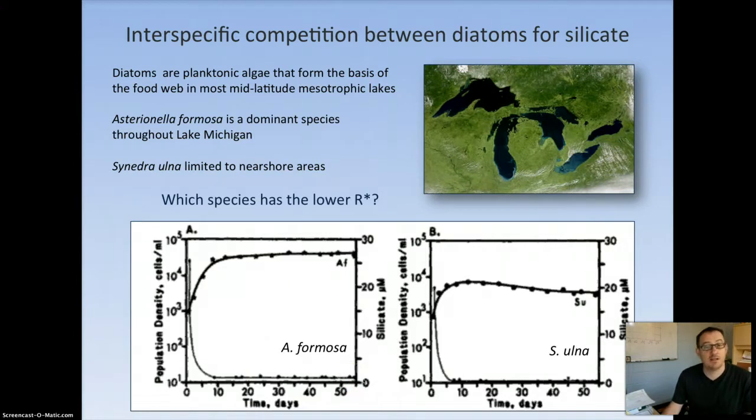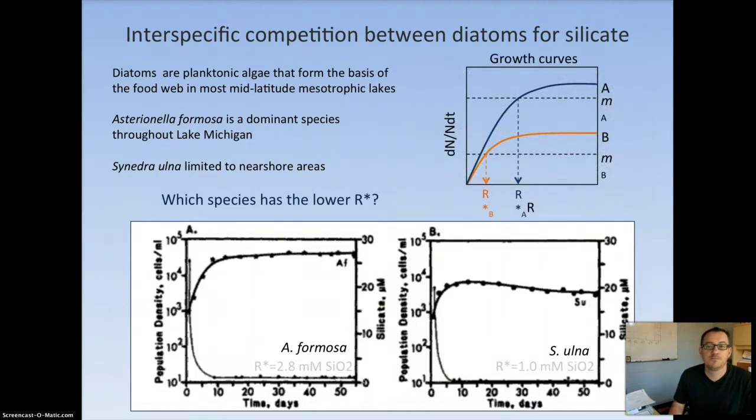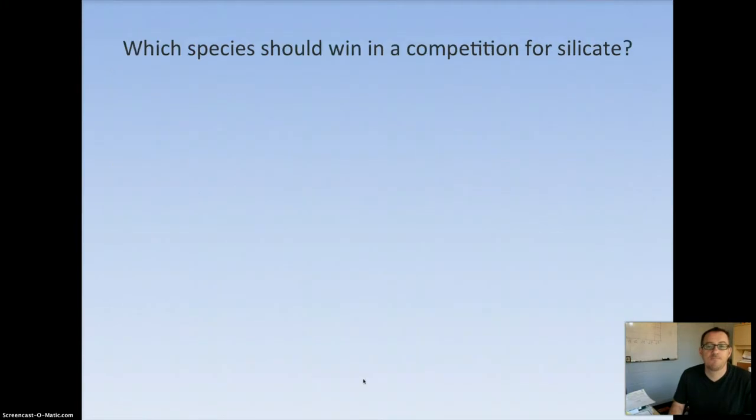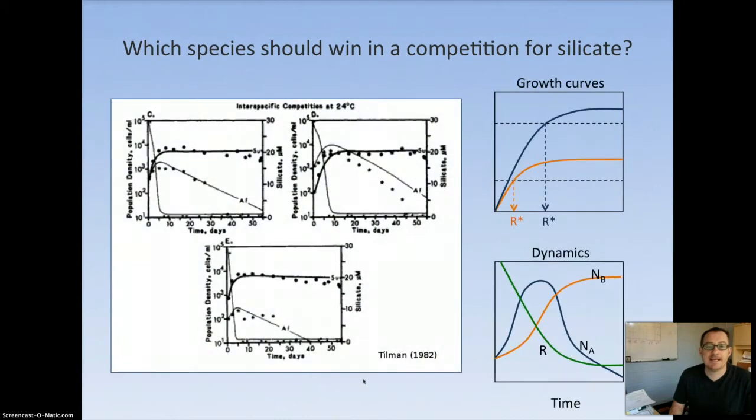And we would predict, according to the theory we just looked at, that if these two species were competing together, we would expect S. ulna to win out in that competition. Well, that is exactly what was investigated by Tilman in 1982. And in a series of experiments, we see that both of these diatom species are existing together with the silicate resource. And in all of these cases, of course, the silicate concentration drops quite significantly.